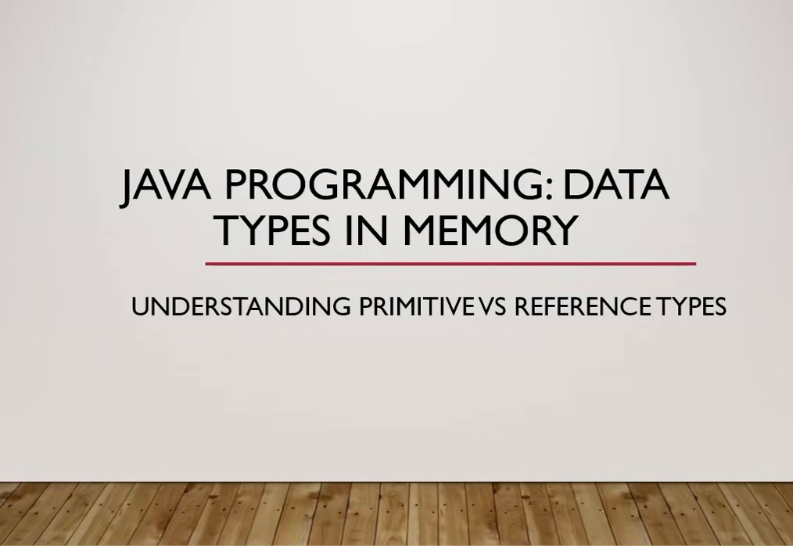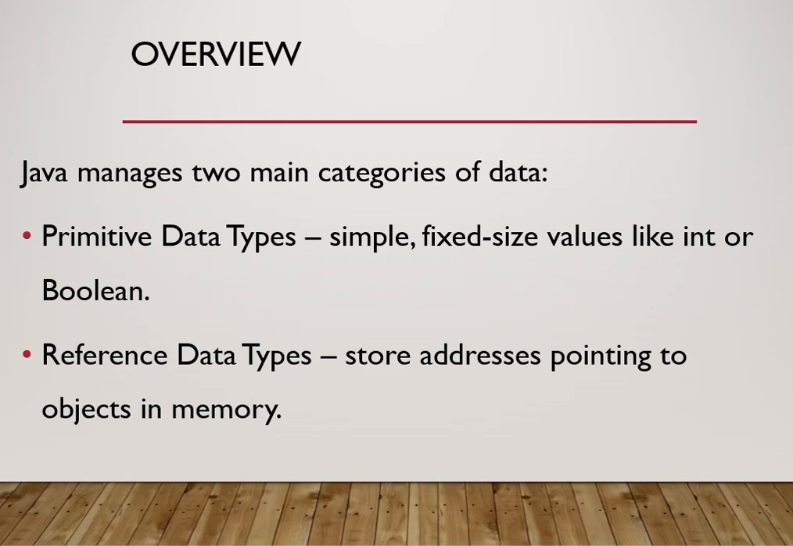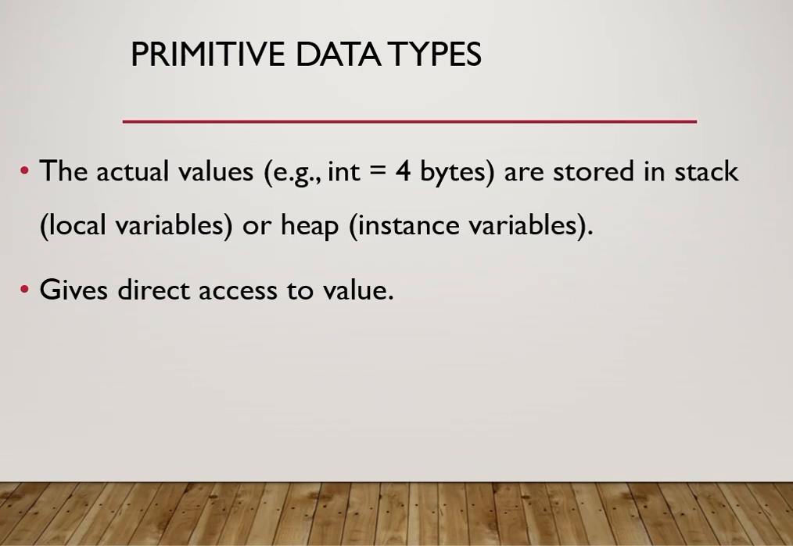Today, we want to briefly discuss the topic data types in memory in Java programming. It says understanding primitive versus reference types. The overview of this slide is that Java manages two main categories of data: the primitive data type and the reference data type. The primitive is simple, fixed values like int or boolean. That is what the primitive data stores. And the reference data type stores addresses pointing to the objects in memory.